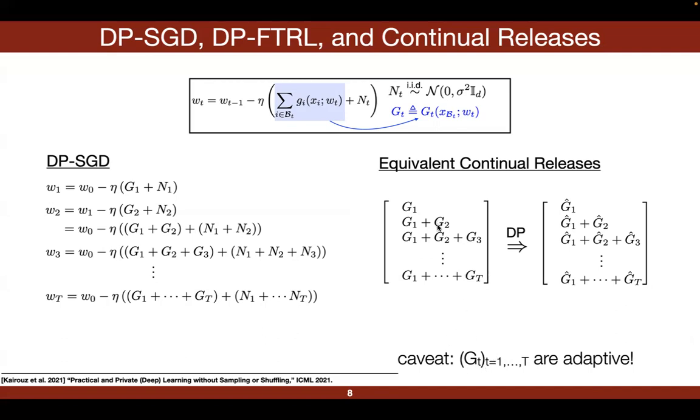This means that, for instance, G2 will be a function of G1. Actually, G2 will be a function of G1 hat if you train with DP. And similarly, G3 will be a function of G1 hat plus G2 hat. So everything is adaptive. This will be a key point later when we try to do some extension.